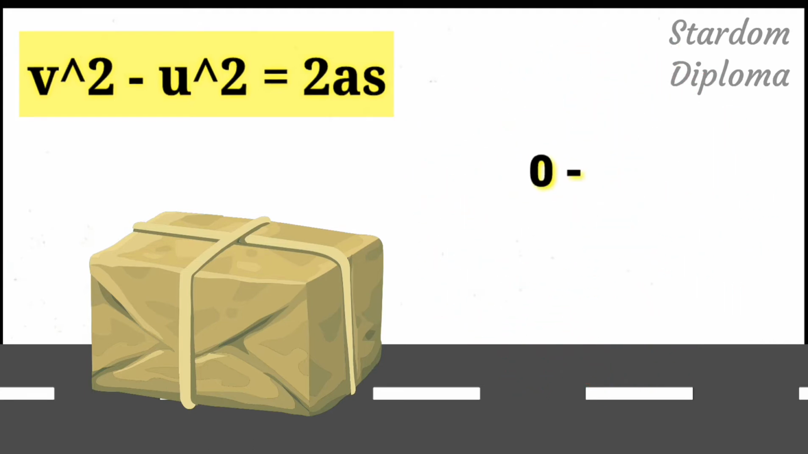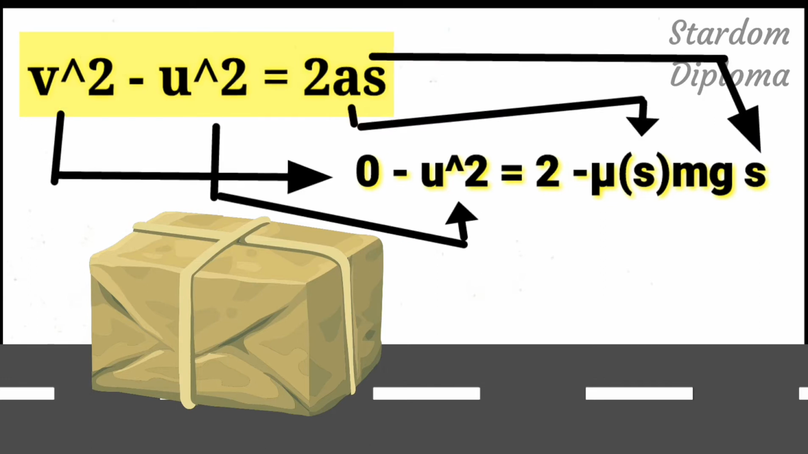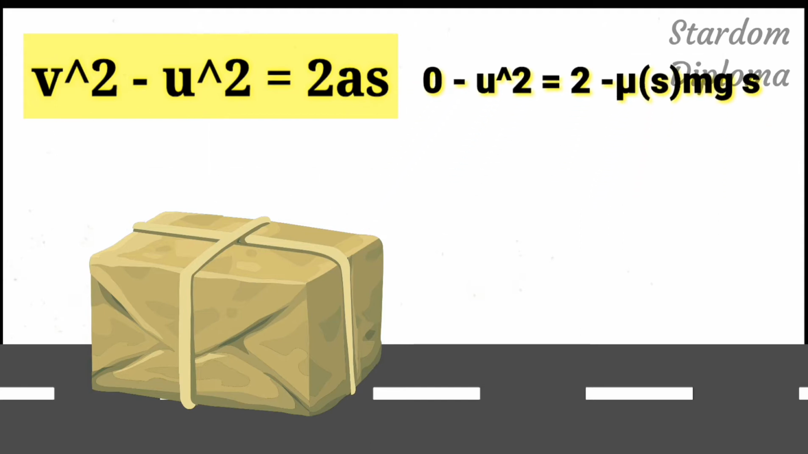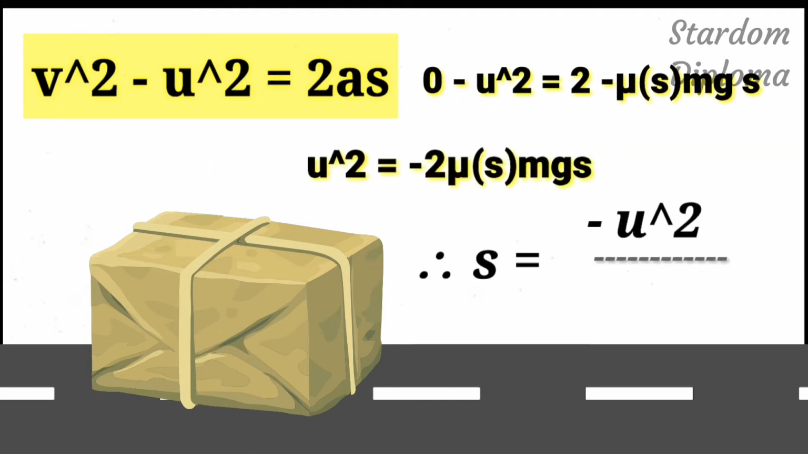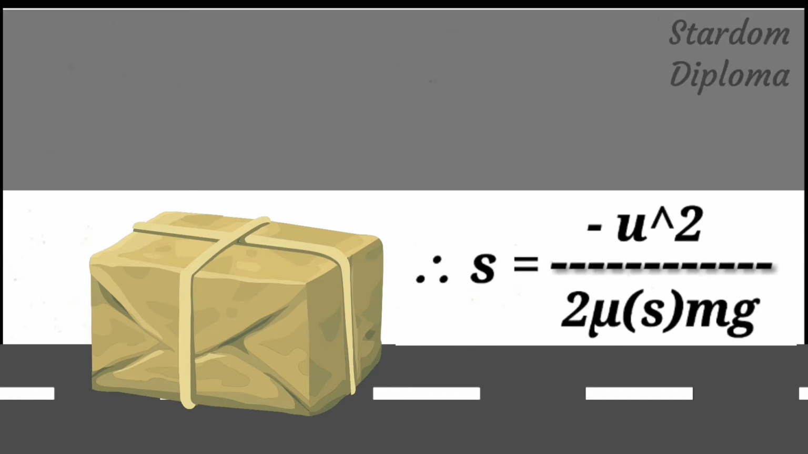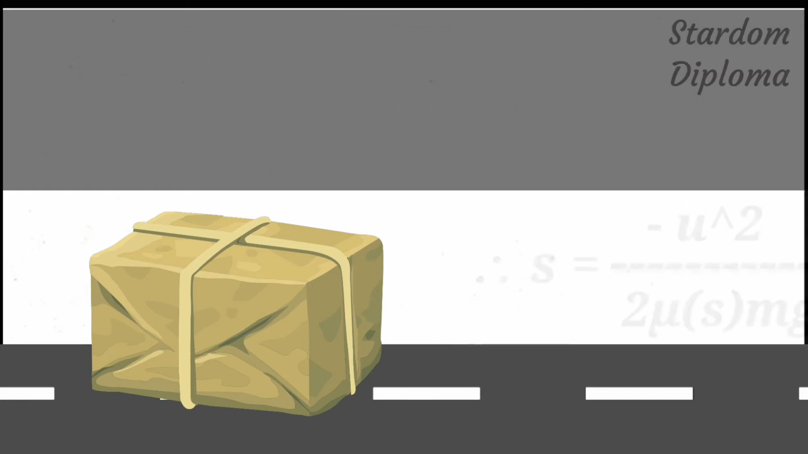If we substitute the values, we will get 0 minus u square is equal to 2 into minus mu s g into s. So finally s will be equal to u square divided by 2 mu s into g. This is the expression for displacement of a body moving on a rough horizontal surface.